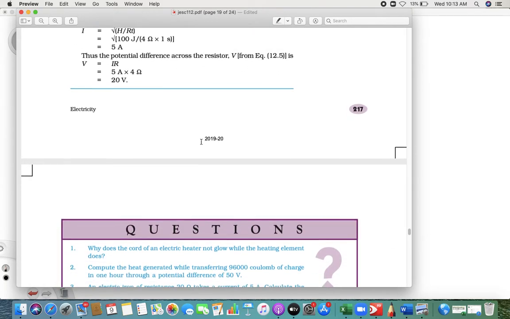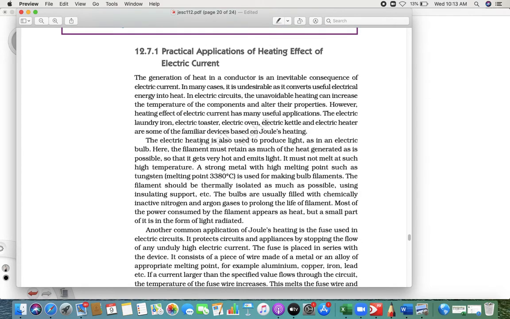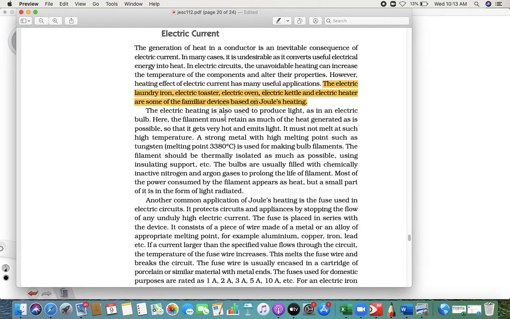Now, if we move ahead to practical applications, we have a lot of applications that work on heat energy, that is toaster, iron, oven, kettle, heater, so many things. They all work on Joule's law, right? Now, electric heating is also used to produce light. For example, the filament in a bulb. Remember the yellow bulb we used to use earlier? Now we are using LED bulbs. In the yellow bulb, we were using Joule's law.